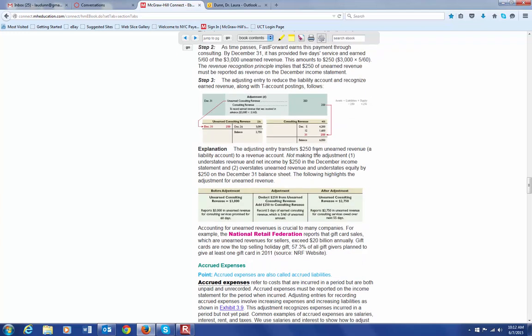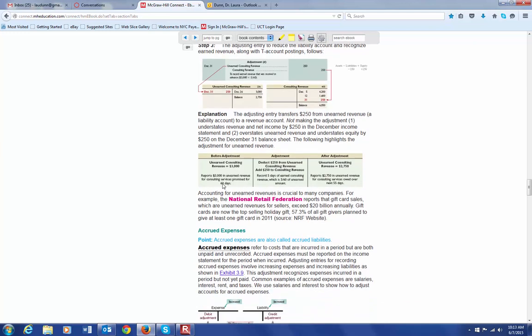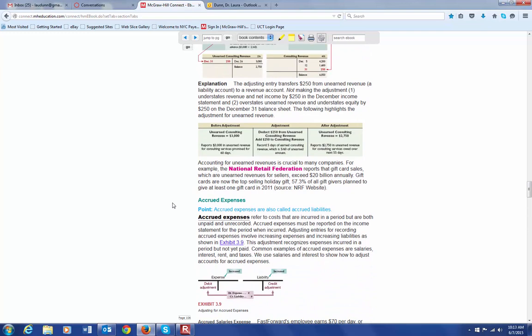Adjusting entry transfers the $250 from unearned revenue to a revenue account. If you don't make that adjustment, you're going to understate your revenue in December by that $250. You're also going to overstate your unearned revenue by $250. So accounting for unearned revenue is crucial to many companies because many people receive money in advance for things that they haven't provided yet. And one of those examples would be gift cards. So it's very important that we do the adjusting entry for unearned revenue.